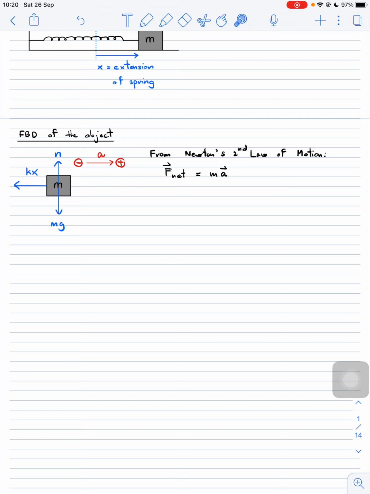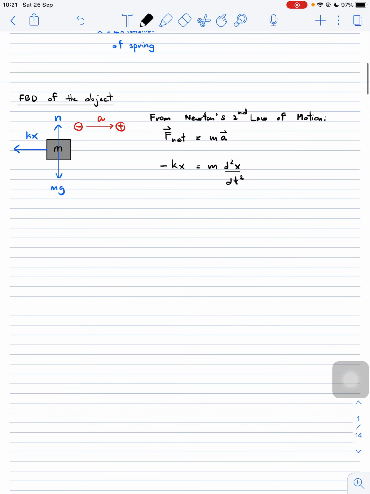But now if we look at the horizontal components of the force, we have only the kx here, and the kx will act as the resultant force or the net force, because we have only the kx for the horizontal. With right being positive and left being negative, the kx goes to the left, so it must be negative. Then we have negative kx equal to m times a. Let me write down the expression in terms of d square x by dt square.